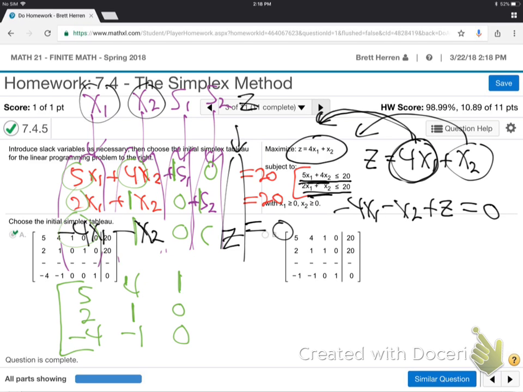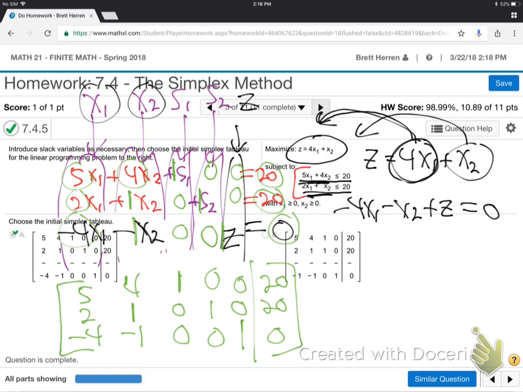0, 1, 0. And 0, 0, 1. And the right side, 20, 20, 0. And we put a line, and there we go.